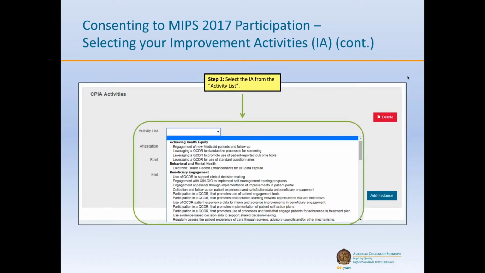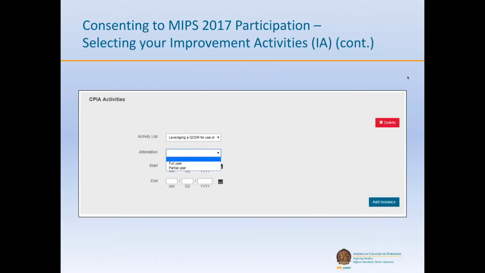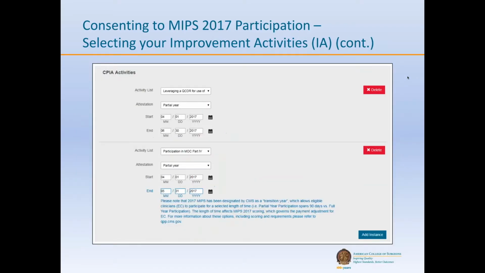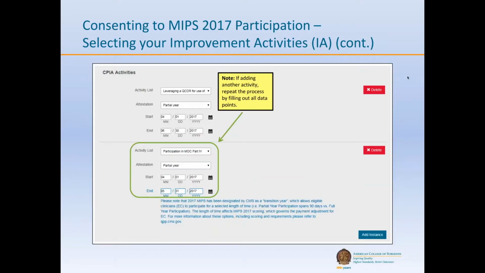So, from the activity list, select the desired improvement activity. Then, under attestation, select partial year. Next, select your start and end dates for the IA attestation period. As you can see here, I have selected April 1st through June 30th for my 90-day period. To add another IA, click on Add Instance. Repeat the process if you need to add another improvement activity.